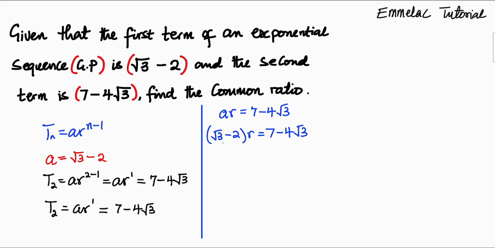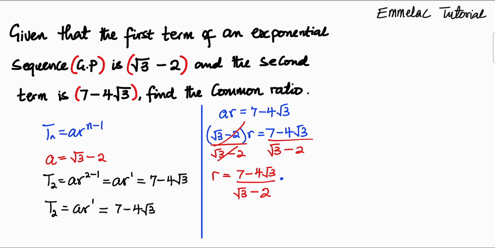So all we need to do is divide both sides by root 3 minus 2. This clears off this, so our r now gives us 7 minus 4 root 3 all over root 3 minus 2. We won't stop here. All we need to do now is to rationalize. We will multiply both the numerator and the denominator by the conjugate of the denominator.